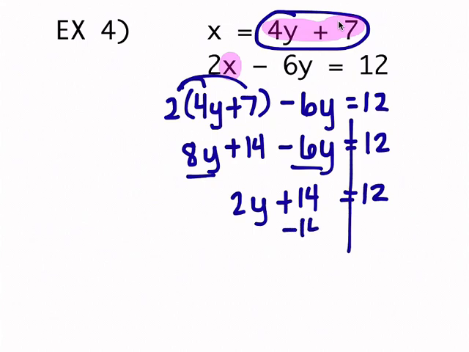Then I take 14 away from both sides. That leaves me with 2y is equal to negative 2. And finally, I divide both sides by 2, and that's going to give me that y is equal to a negative 1.